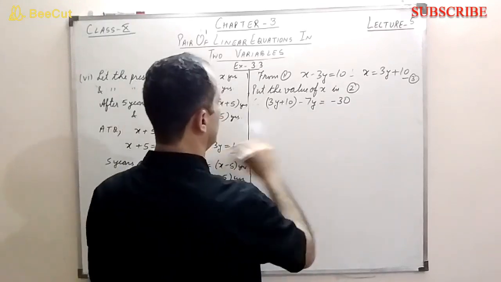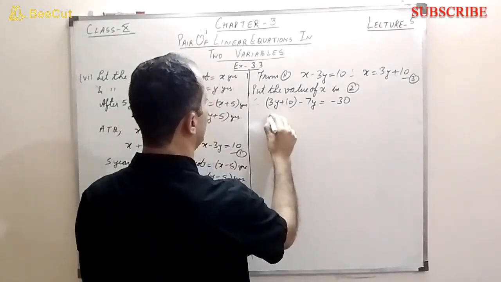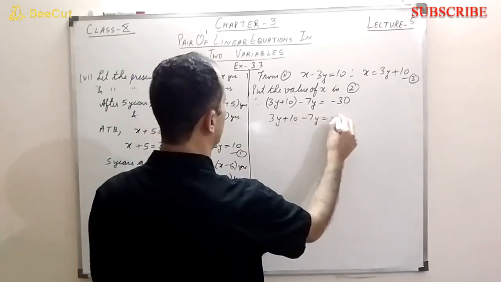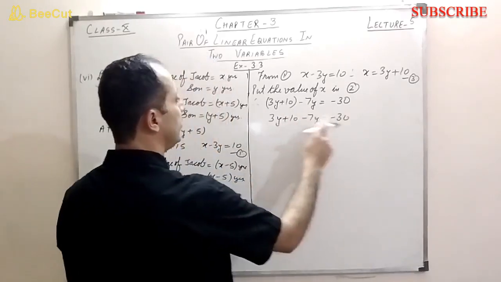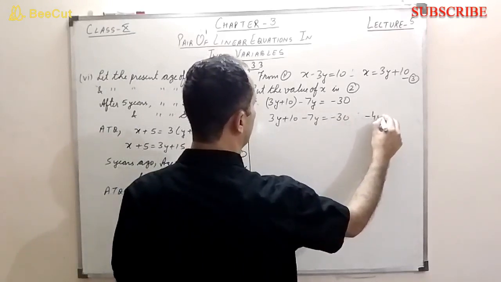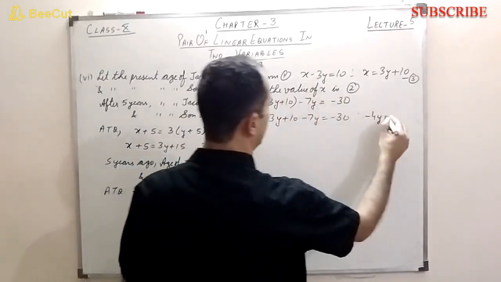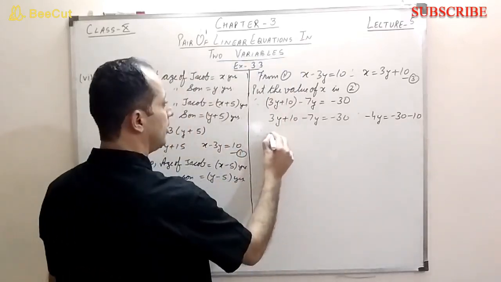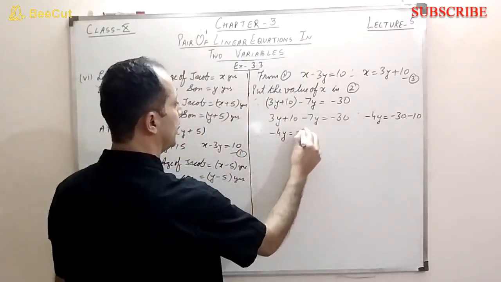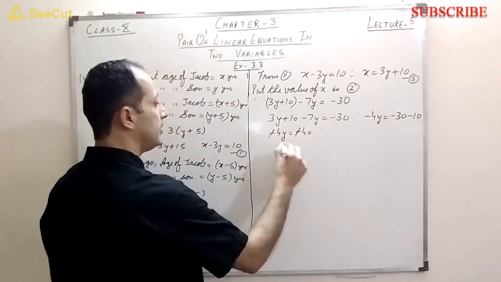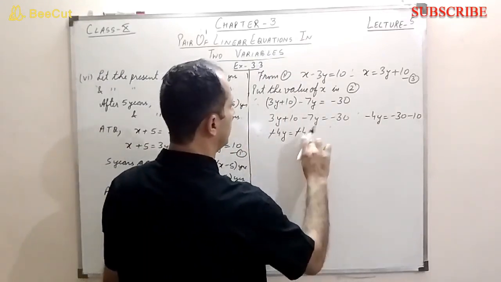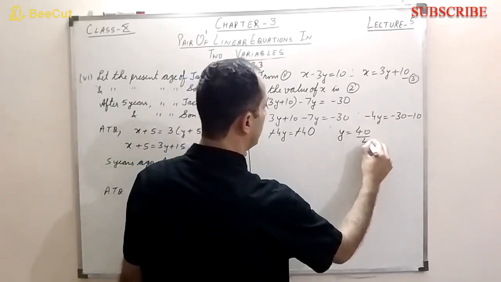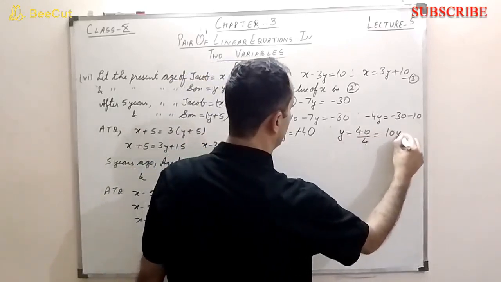So we open the bracket: 3y plus 10 minus 7y equals minus 30. 3y minus 7y becomes minus 4y. When I shift this 10 to the other side, it is minus 30 minus 10. So therefore, minus 4y is equal to minus 40. Cancel out the negative sign. So y equals 40 by 4, that is 10 years.